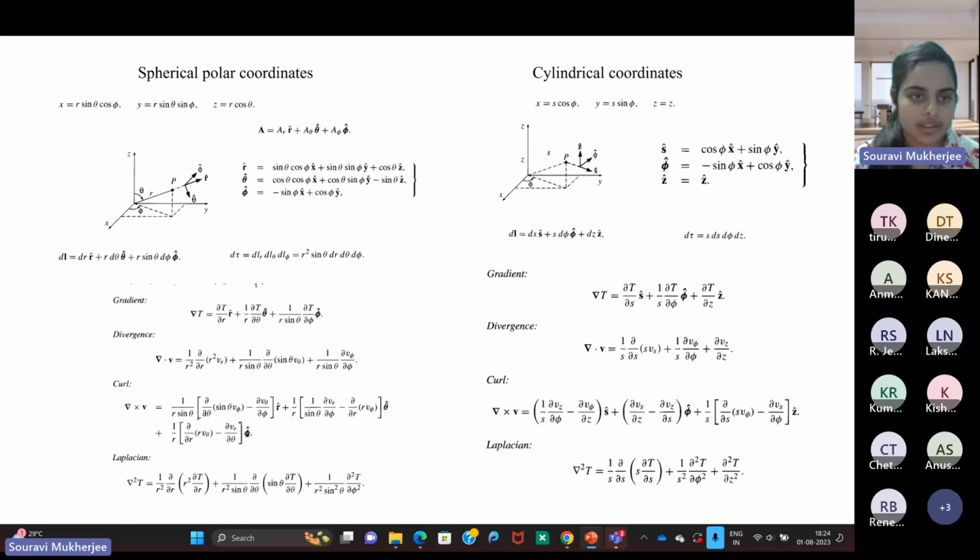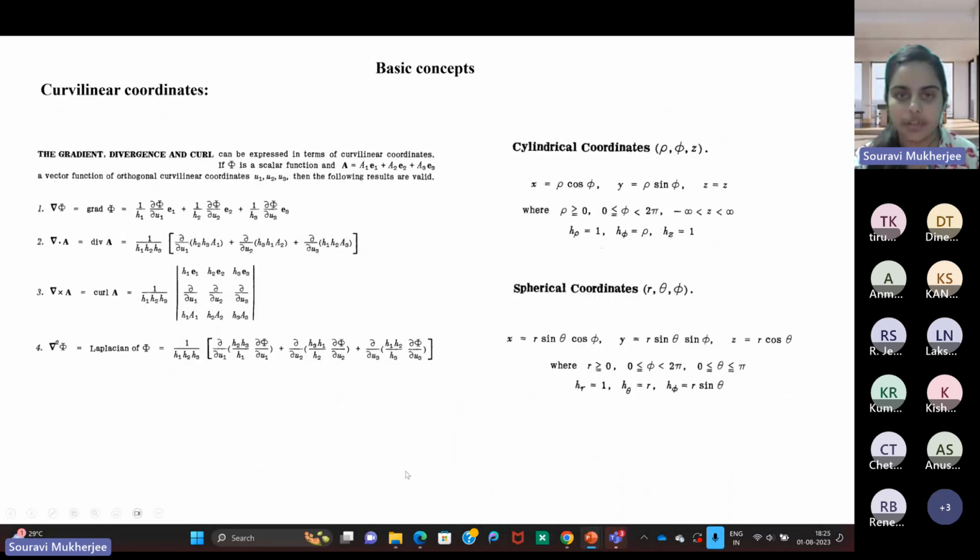So for the spherical coordinate system, it would look something like this, while for the cylindrical coordinate system, it will look like this. It is just the replacement of the H1, H2, H3 terms in the formula. Okay.